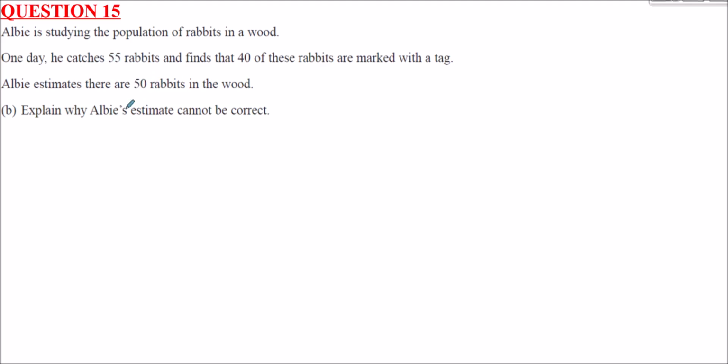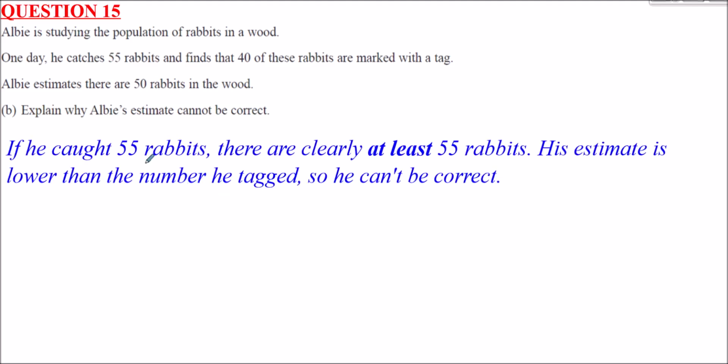It's just nonsense. So I'd suggest we write something along the following lines. If he caught 55 rabbits, there clearly must be at least 55 rabbits there. But his estimate is lower than the number he tagged, so he can't be correct. Something to that effect will allow you to pick up full marks and gain full credit for that part B.